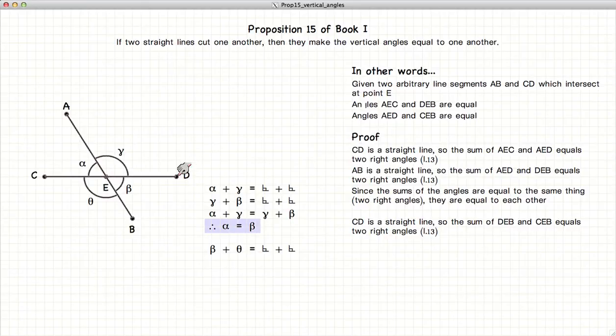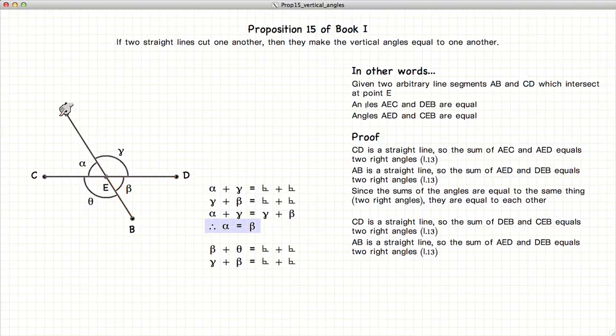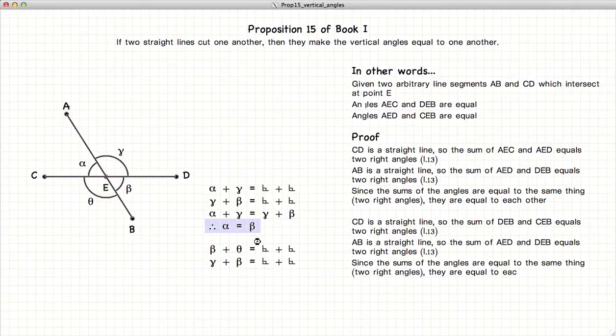Carrying on, again, let's look at our line CD, and we again know from Proposition 13 that theta plus beta is equal to 180 degrees. Looking at line AB, gamma plus beta is also equal to 180 degrees. So we have beta plus theta is equal to 180, gamma plus beta is equal to 180. So in other words, beta plus theta equals gamma plus beta, or that theta is equal to gamma.